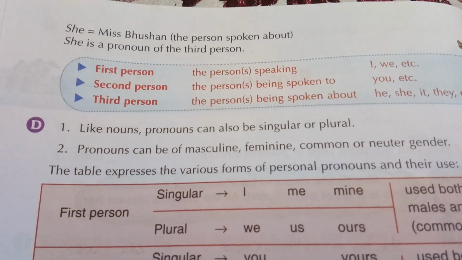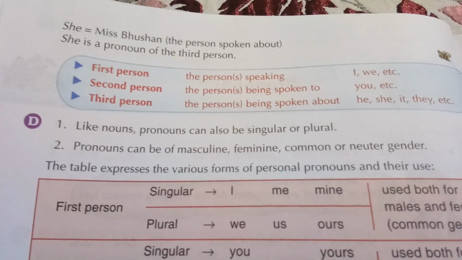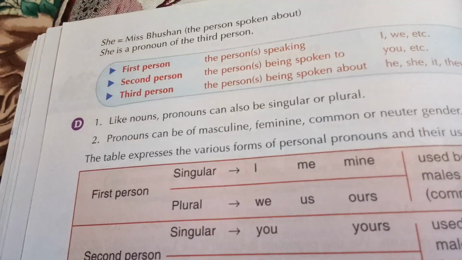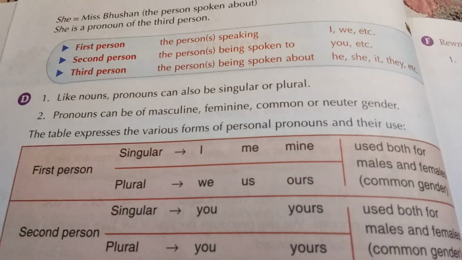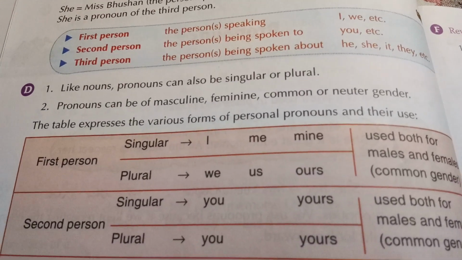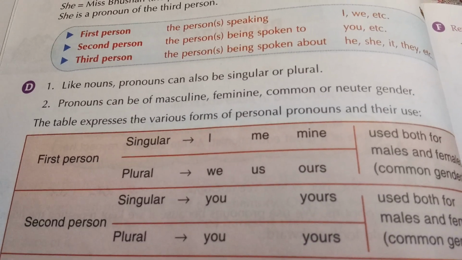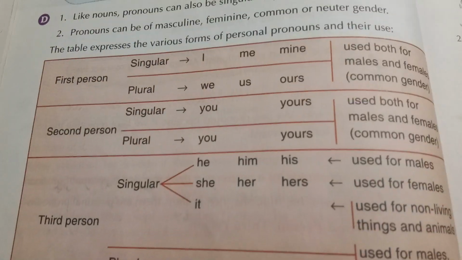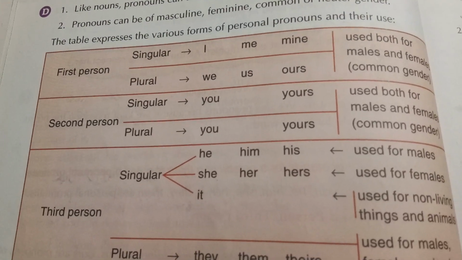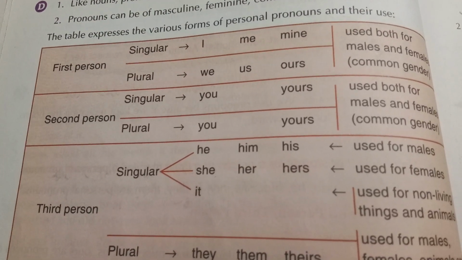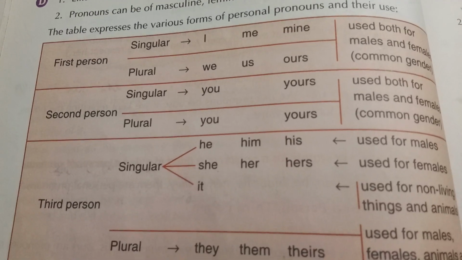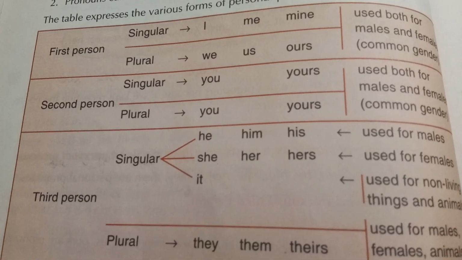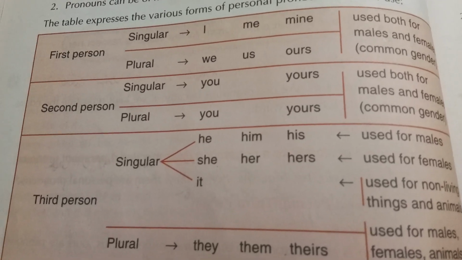Here it is clear from the previous page who is the first person, second person, who is the third person. Like nouns, pronouns can also be singular or plural. Pronouns can be of masculine, feminine, common or neuter gender. So here's a table which you need to understand. First person singular is I, me, mine. जब अकेले के बारे में बात करते हैं, it is I, me and mine. When it is plural, एक से ज़्यादा होते हैं तो we say we, us, ours.